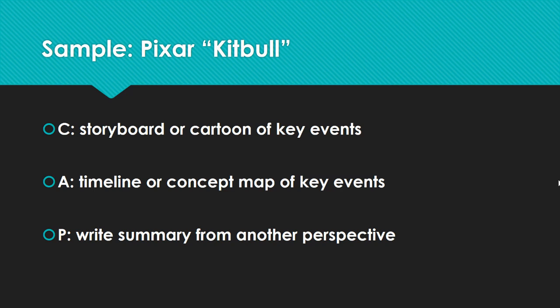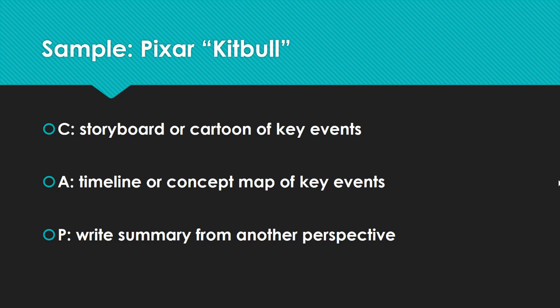So for the example for this one, I'm referencing a little Pixar short called Kitbull. The creative option: students could make a storyboard or a cartoon of the key events and put little descriptions, little captions, in the target language. For the more analytical version, they could create a timeline or a concept map in the target language of key events, key plot points. And the more practical item would be to write a summary of the video, but from a different perspective. So not from the main character's perspective, but from someone else's perspective.